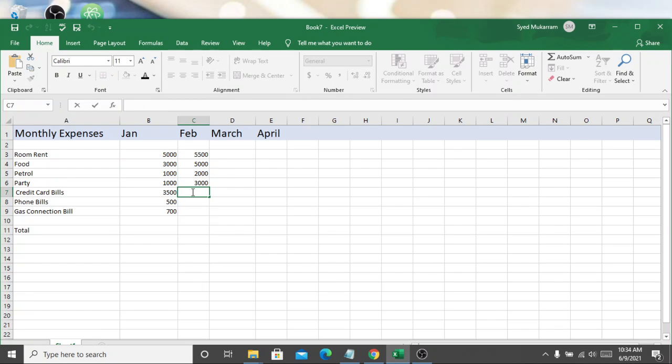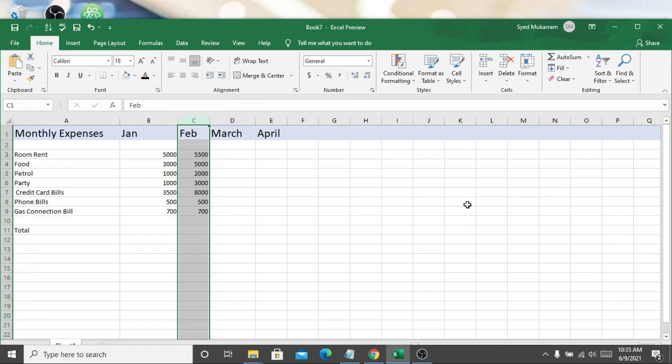Then credit card bills varied, because guys, we had friends in our room, so we had a party, we have more food expenses, we traveled more, so petrol expenses will be more. There are more parties, so the party expenses will be more. And again we did some shopping, so credit card expenses will be more, around 8,000. And then phone bills will be the same, I think. And again the gas bill will be 700.